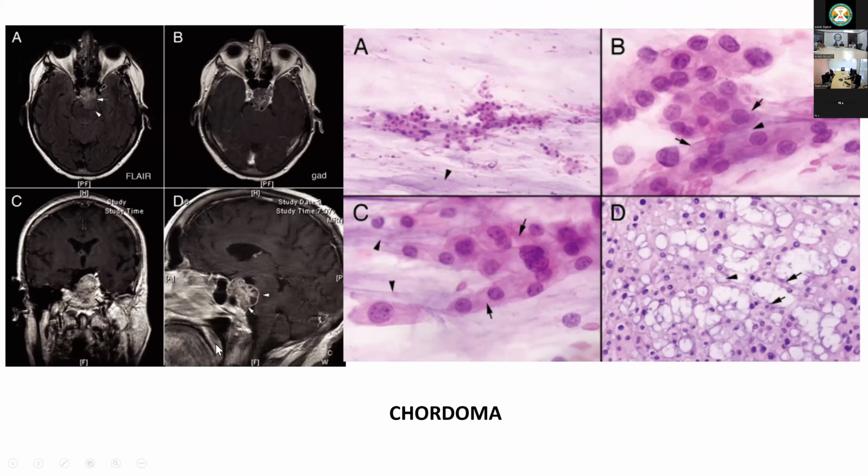Chordoma can be present in the clival region. So this is a myxoid appearing tumor. So we can see these cords of cells, and sometimes we can see the vacuolated cells, that is the physaliferous cells. Sometimes the chondrosarcoma also comes in the DD of the chordoma.